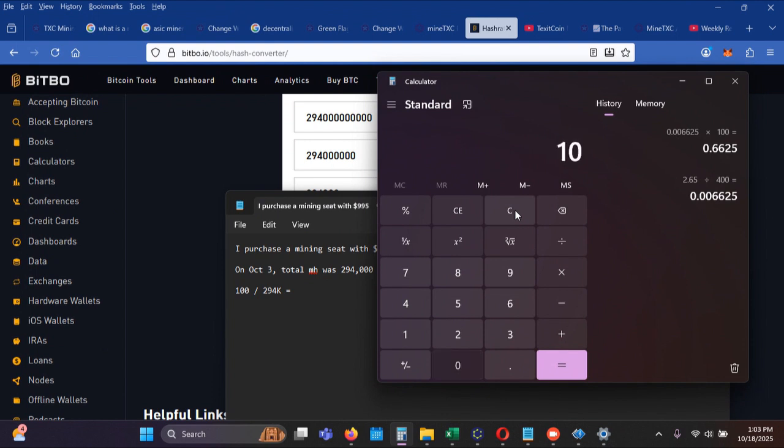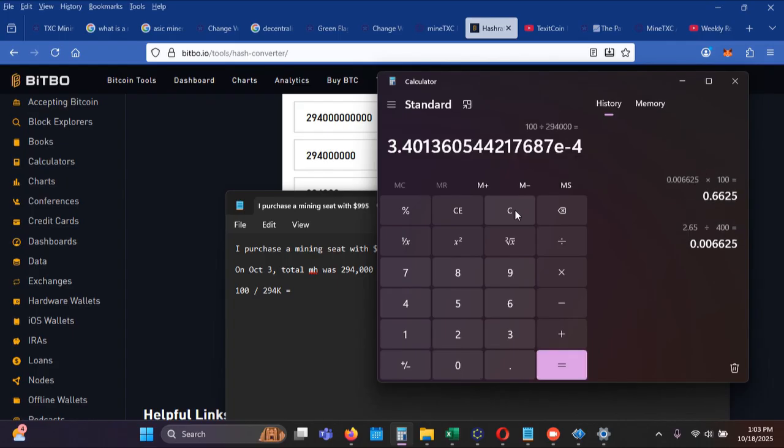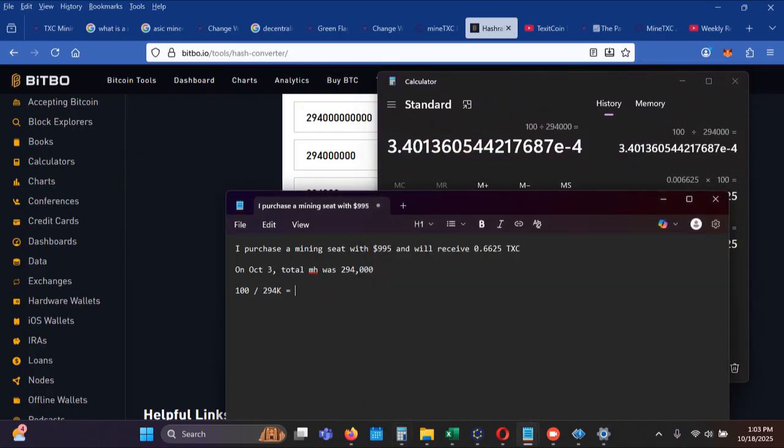All right, 100 divided by 294,000. All right, that comes to a total amount of that. I'm just going to copy that, paste it here. With that E-4, that's like 4 zeros, so we'll do like 0.0003401 or something. Or you can call that, if you want to put it in percentage, that would be 0.03401%, right?